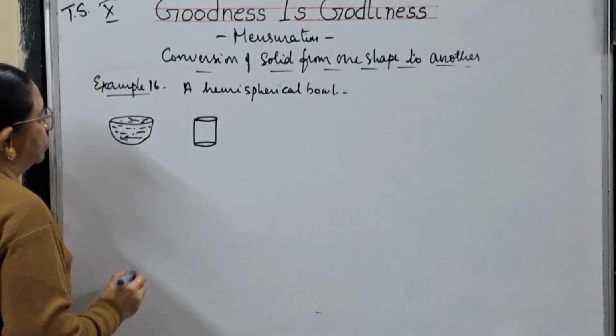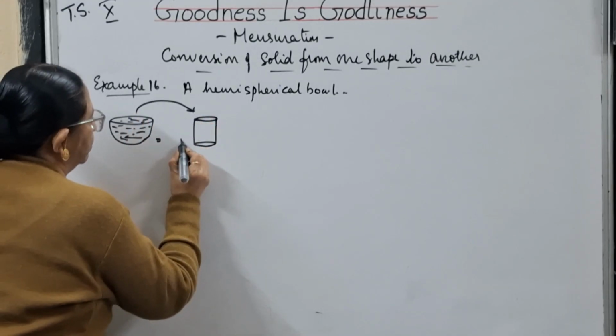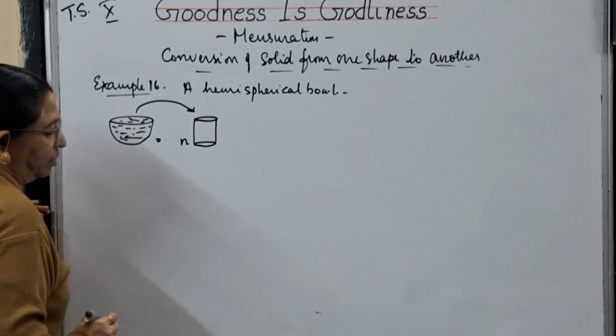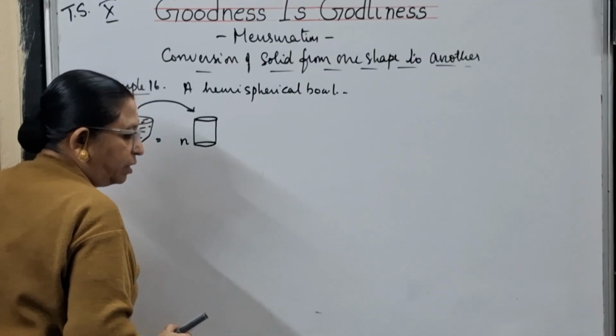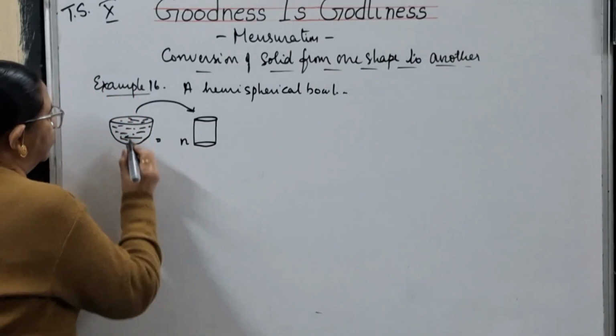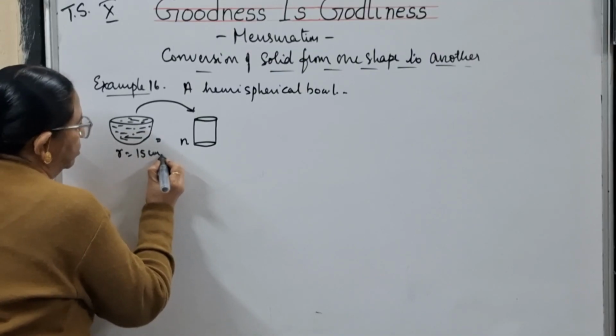How many cylinders we need means this is equal to n cylinders. We don't know how many cylinders. Now what are the measures they have given? The internal radius is 15 centimeters. So small r is given as 15 centimeters.